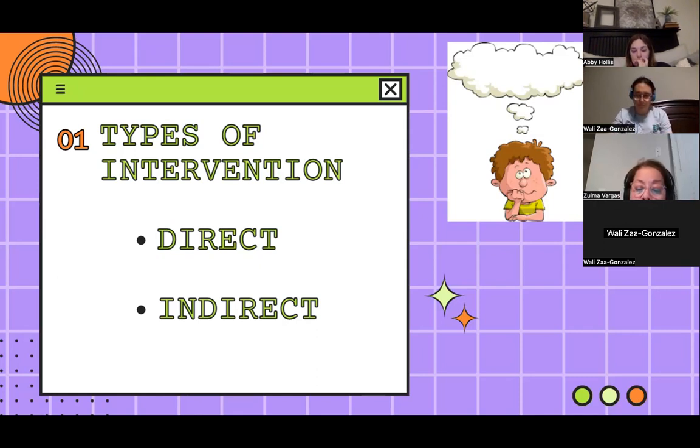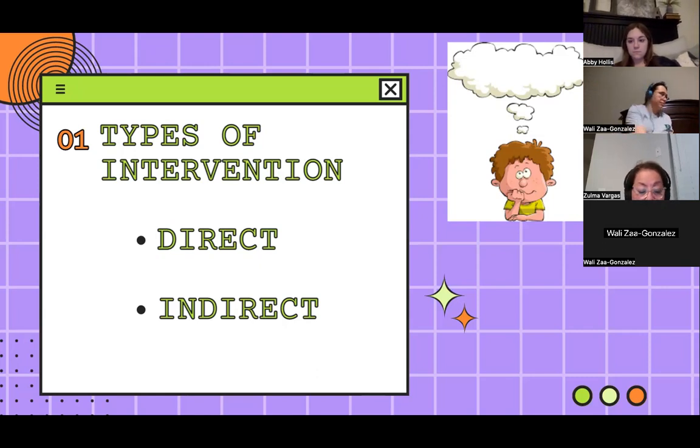And indirect is set up with opportunities for the learner, without a specific target of the instruction. We do not provide them anything. It's implicit. It goes spontaneously. And after that, it could be incidental learning, which is unplanned. It's when we expose the learner to the stimulus.